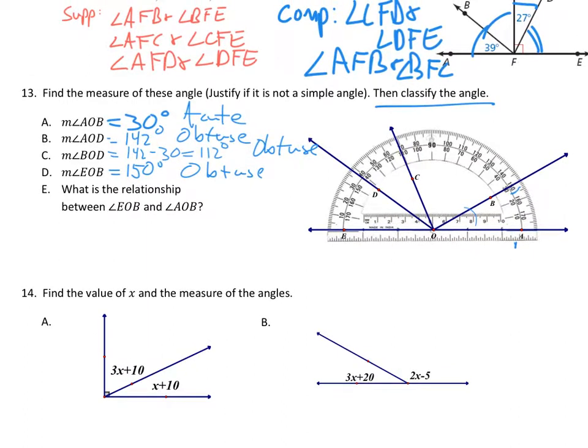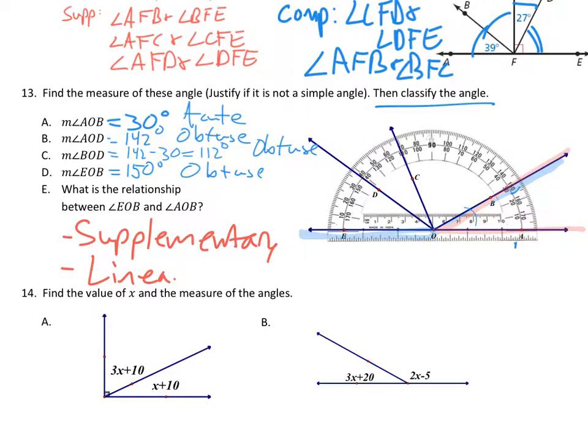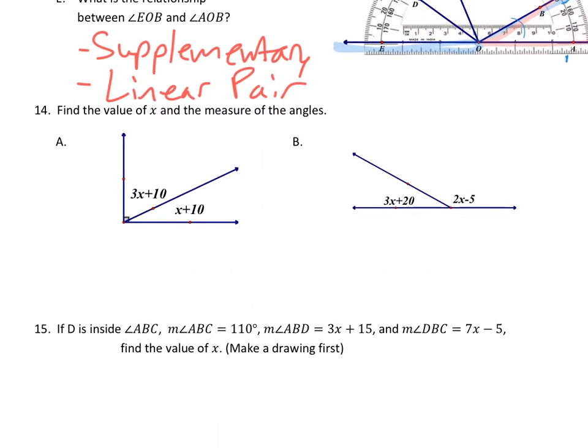And what's the relationship between EOB and AOB? So EOB and AOB, well, here's EOB right here, this guy right there, and AOB is this one right here. Okay? They are supplementary. Supplementary adds up to 180. Another response is that they are a linear pair. That's actually even better. They're a linear pair because they make a line. So those are two good reasons, okay?